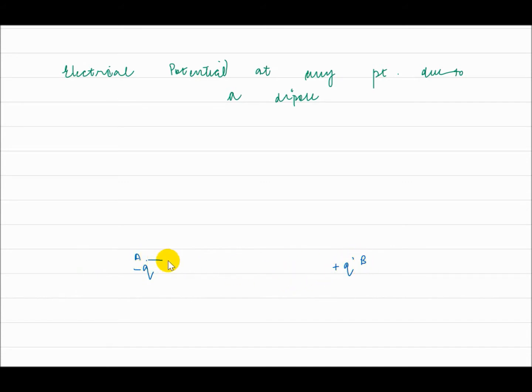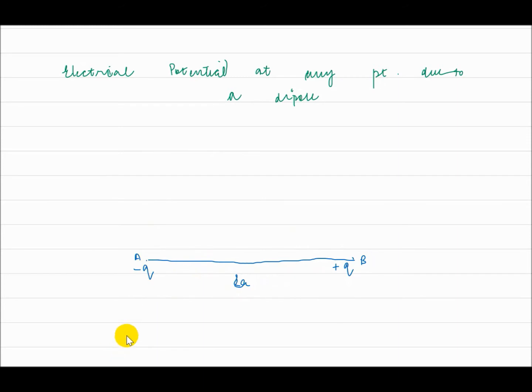Hello, today we'll do the derivation for electric potential at any point because of an electric dipole. This is a very important derivation. So we'll take minus q and plus q, at point A and point B. The distance between these two is 2a.